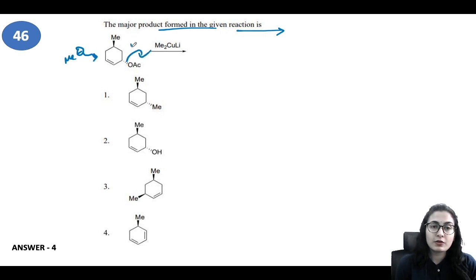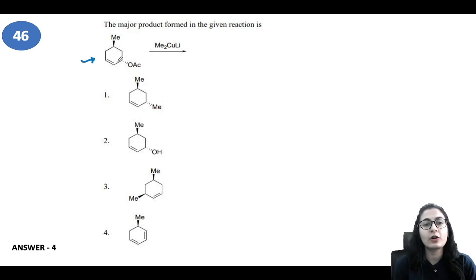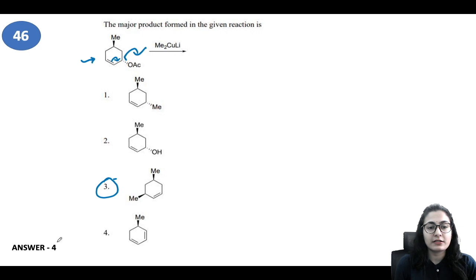You could also write that this methyl can attack directly on this particular carbon, but as long as you have this Gilman's reagent and you have a double bond, it is absolutely going to favor the conjugate attack like this, and you're going to get this one as your correct answer. This is not 4, it's going to be 3 only.